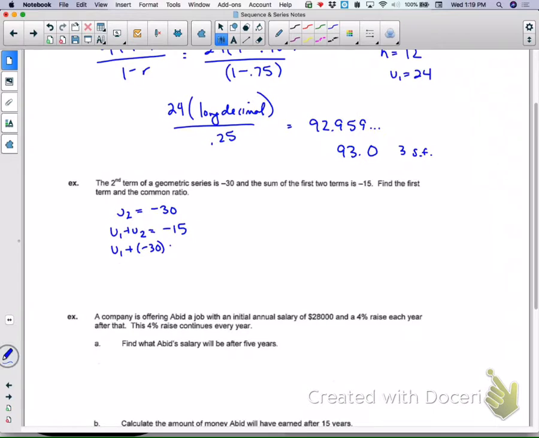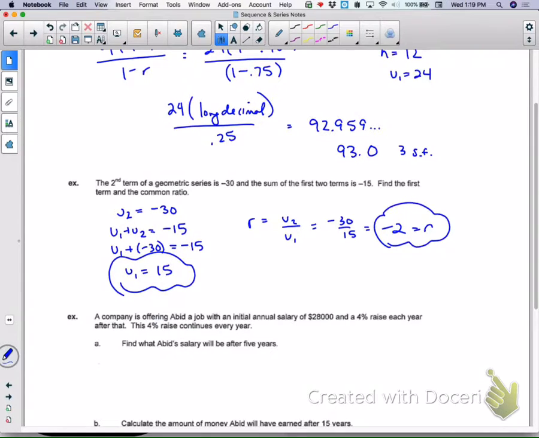So I'm going to plug in my second term. I'm adding them up. I'm just going to solve. My first term is 15. Okay, now find your common ratio. My r value would be the second term divided by the first term, which is negative 2. And that's it.